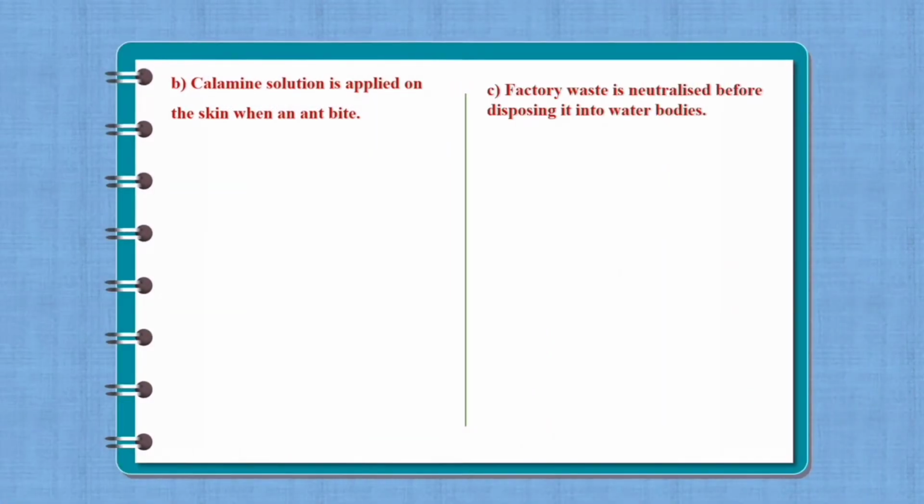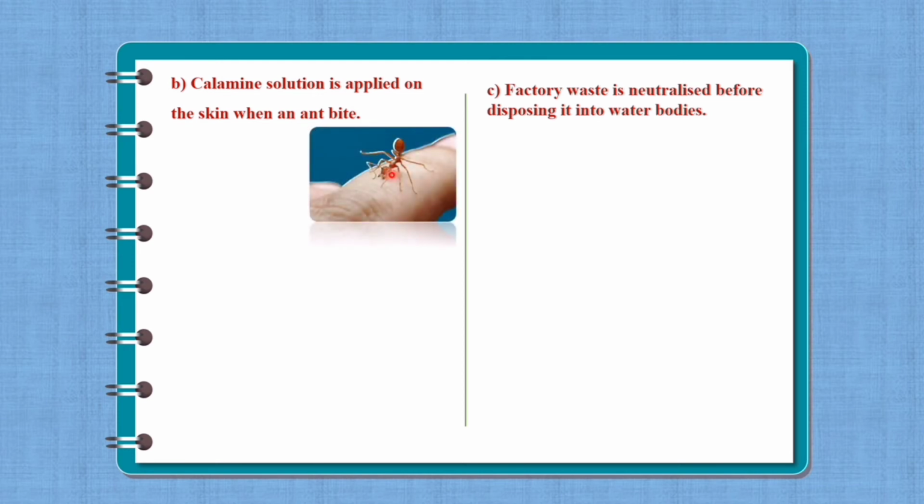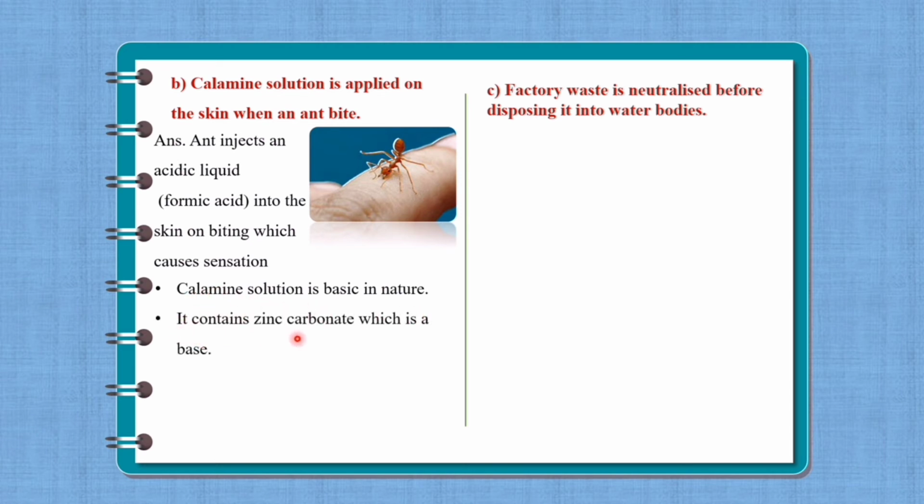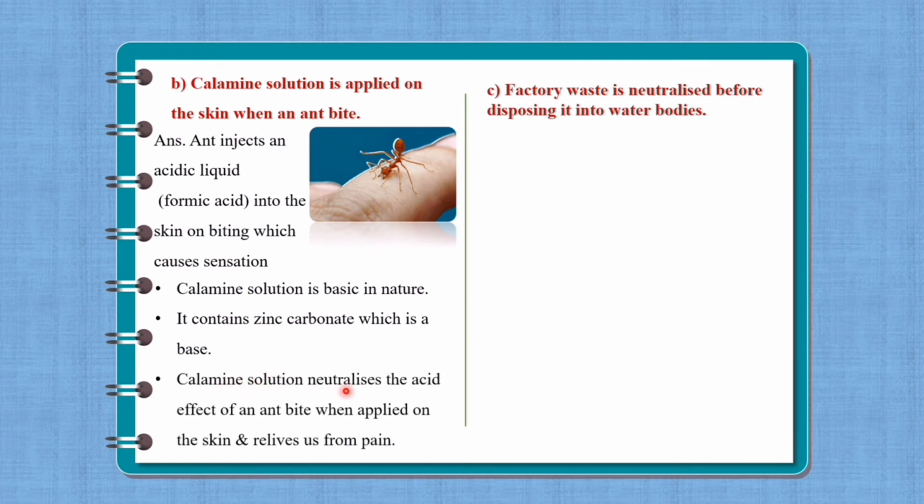Now let's move to the next question. Calamine solution is applied on the skin when an ant bites. Ant contains formic acid, so an ant can inject an acidic liquid, that is formic acid, into the skin on biting, which causes a burning sensation. Calamine solution is basic in nature. It contains zinc carbonate, which is a base. Calamine solution neutralizes the acid effect of an ant bite when applied on the skin and relieves us from pain.